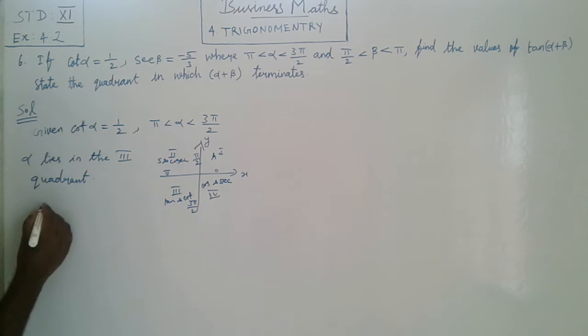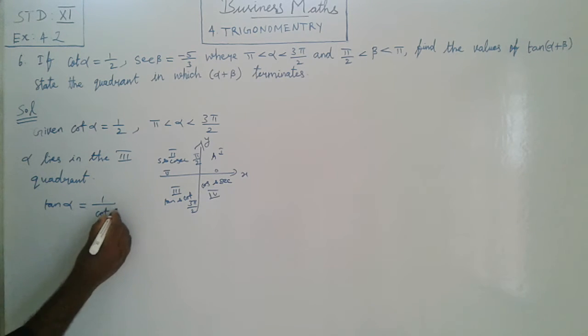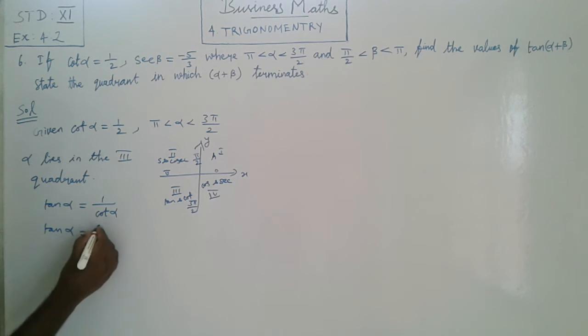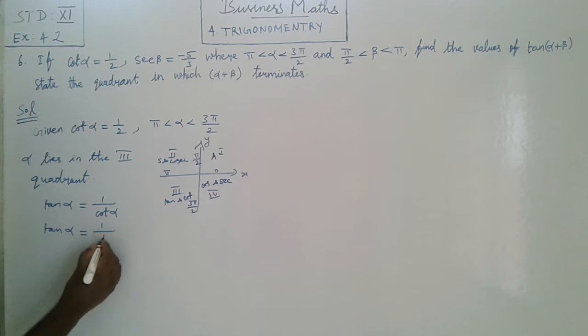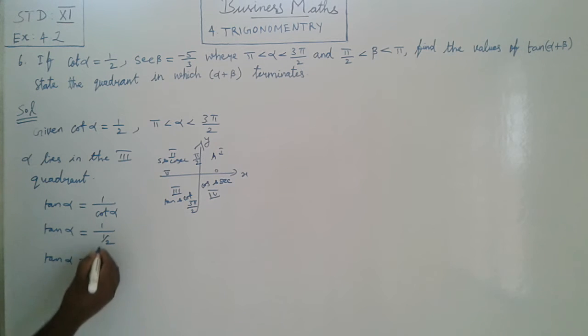So we should find out the tan alpha value. Tan alpha equal to 1 divided by cot alpha is the formula. So tan alpha equal to 1 divided by cot alpha, value is 1 by 2. It's a reciprocal, then tan alpha equal to 2. Tan alpha value is 2.